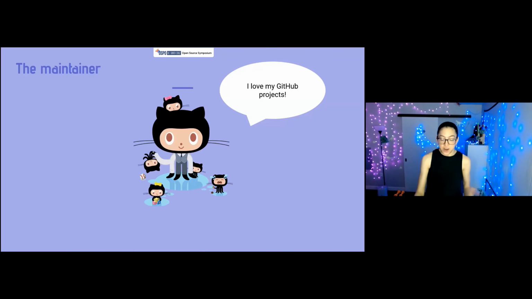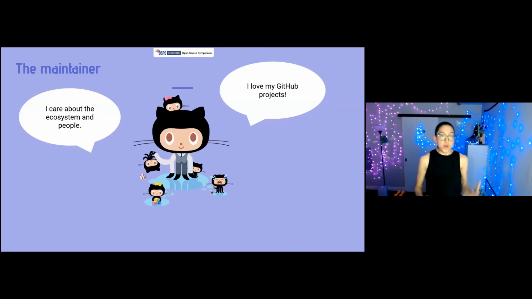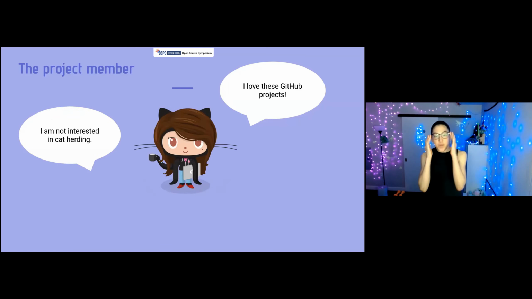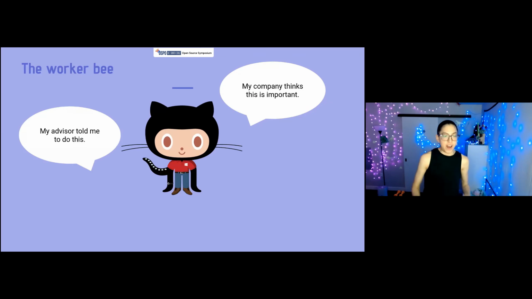You might be a maintainer that is very passionate about some of your projects with a vision for the future. And you also care a lot about the community and the ecosystem. Now, if you don't want to be herding as many cats, or octocats in this case, you may be interested in being a project member, which is sort of one level down from maintainer with slightly less responsibility. You may be a worker bee, so your employer or perhaps your advisor is like, you must work on this project. Totally legit reason to participate.